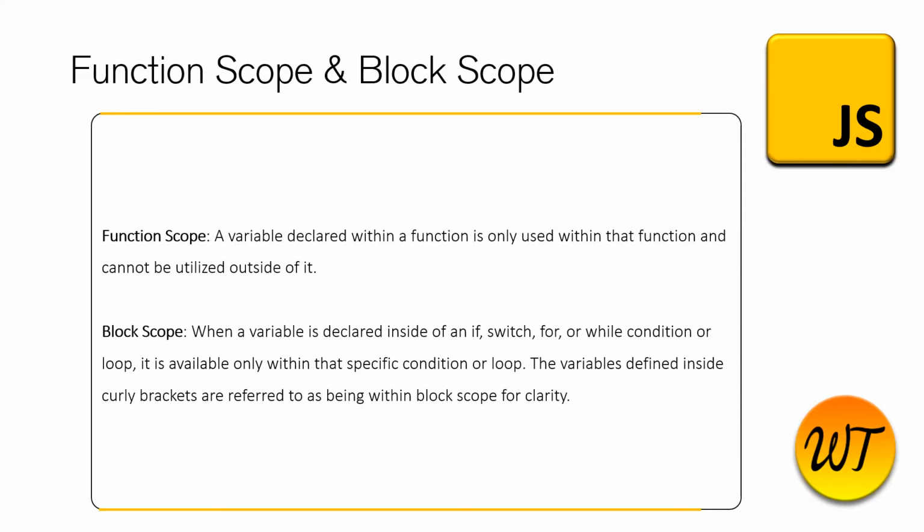Function scope: a variable declared within a function is only used within that function and cannot be utilized outside of it. Block scope: when a variable is declared inside a switch, for, or while condition or loop, it is available only within that specific condition or loop. The variables defined inside curly brackets are referred to as being within block scope.